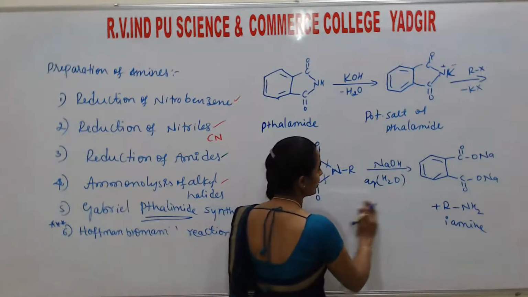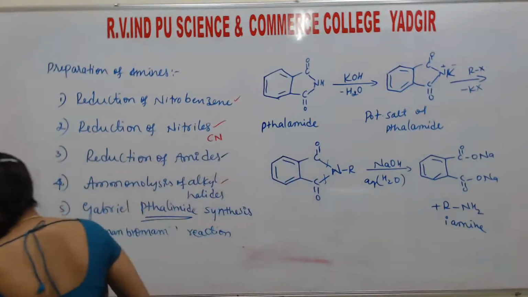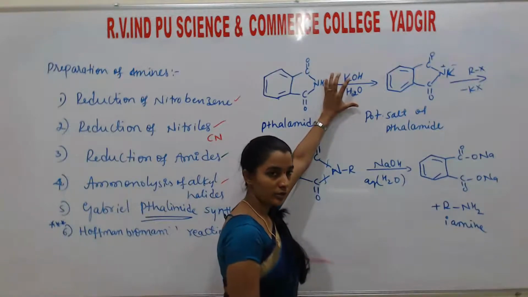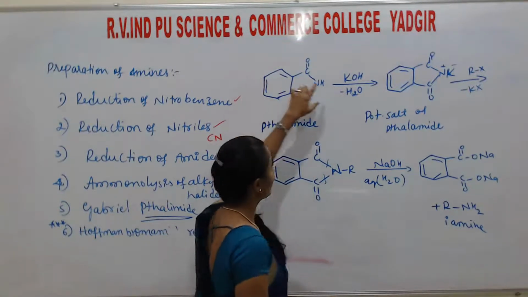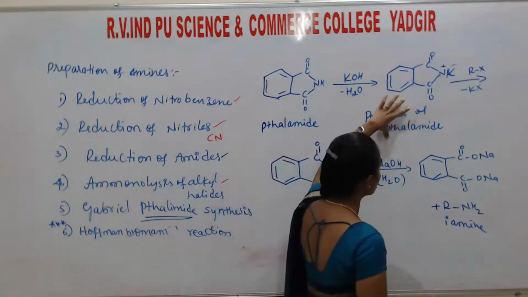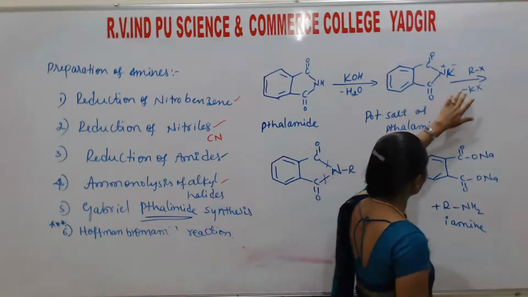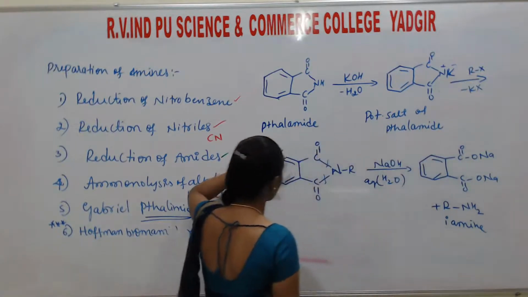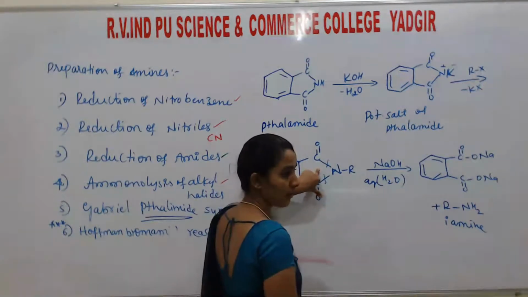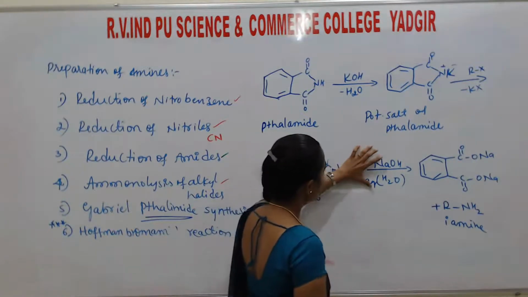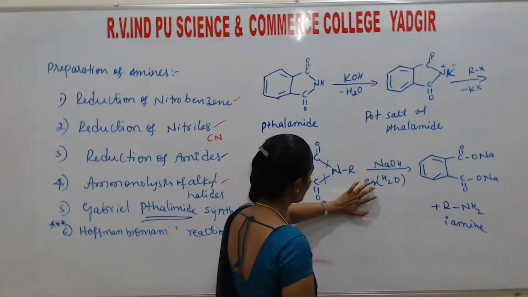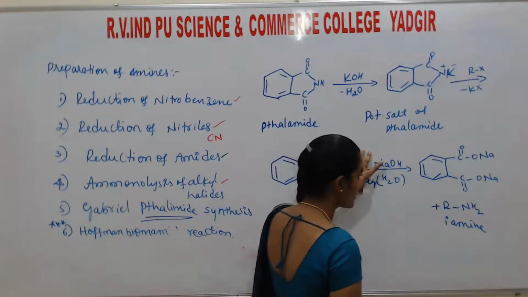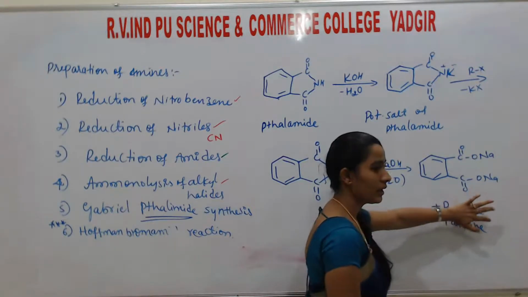So these are the reaction steps. First, phthalimide is treated with KOH, which gives the potassium salt. When alkyl halide is added, it forms this type of intermediate, followed by hydrolysis with NaOH solution. Alkaline hydrolysis then gives the primary amine.